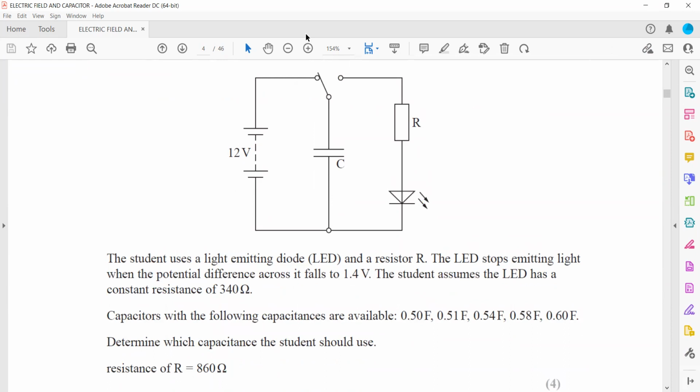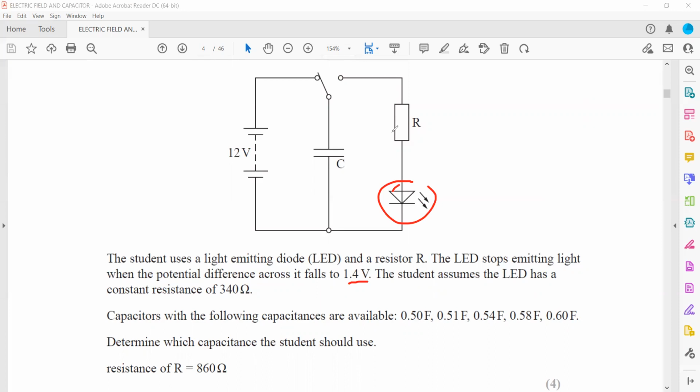The student uses a light emitting diode and a resistor. The LED stops emitting light when the potential difference across it falls to 1.4 volts. As I mentioned, there is always an operating voltage, a voltage at which the light emitting diode works. So when it reaches 1.4, it does not work. The student assumed that the LED has a constant resistance of 340 ohms.